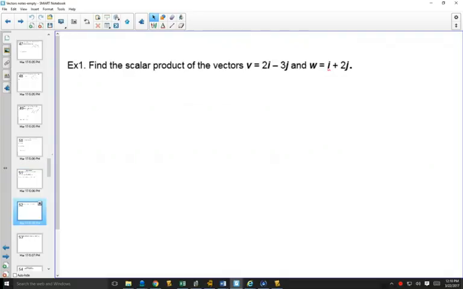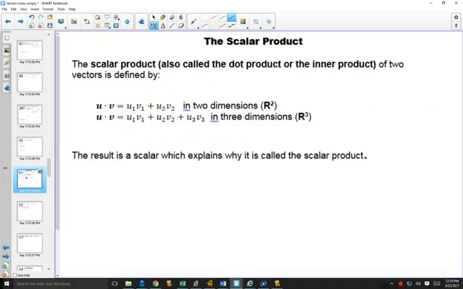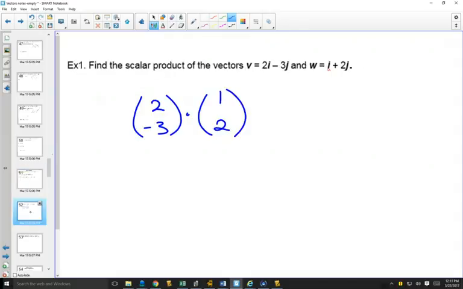So what does that look like? Well, if you have 2 dimensions and our first vector is (2, -3), and we're doing the dot product with (1, 2). If we were going to do the dot product between these two, all we would do is 2 times 1, which is equal to 2, -3 times 2, which is -6, and add those together, and our dot product would be -4.